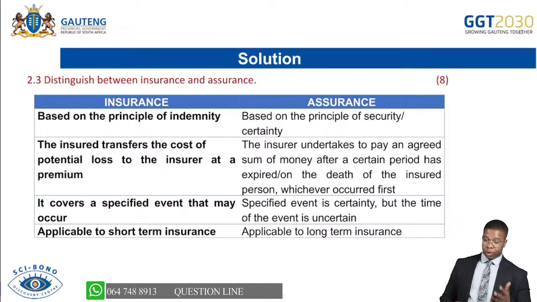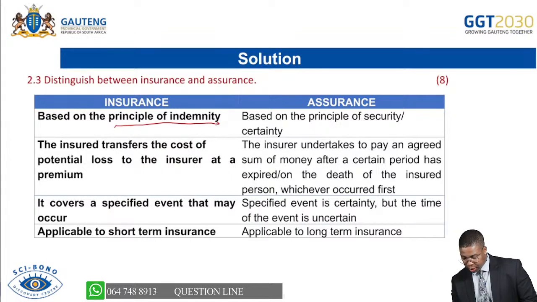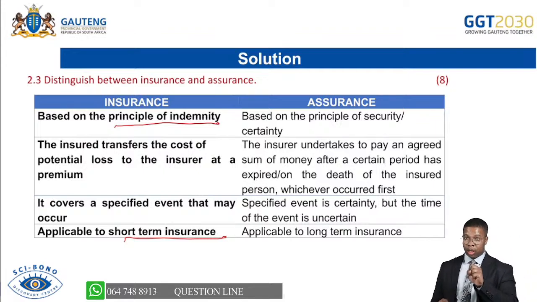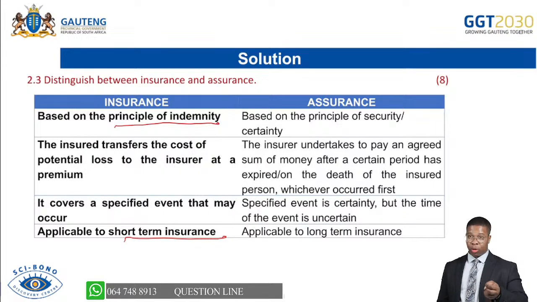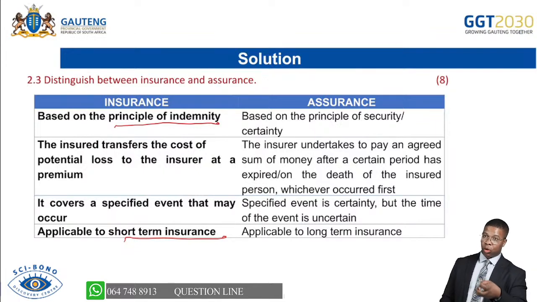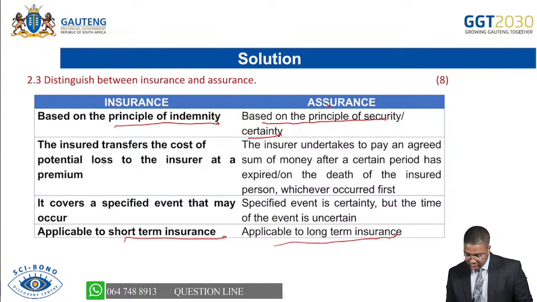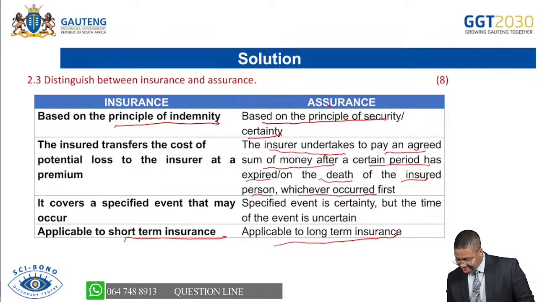Insurance and assurance. Insurance is based on the principle of indemnity, the principle that is applicable to short-term insurance, where there will be indemnification if there's a proven loss or harm. Then you're going to be indemnified, which is to replace what is lost or harmed. But assurance is based on the principle of security or uncertainty, which is applicable to long-term insurance. Therefore, we are saying here in the principle of security, the insurer undertakes to pay an agreed upon sum of money after a certain period has expired or on the death of the insured person, whichever comes first, so that they can apply this principle of security.